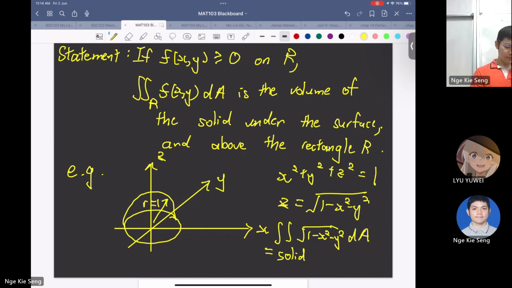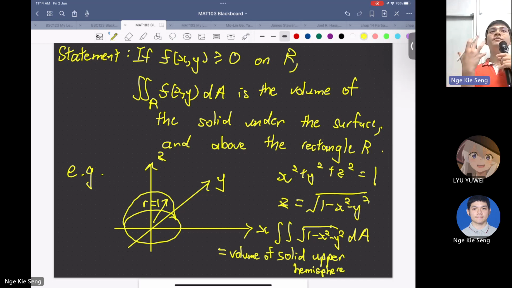This is exactly equal to the solid upper hemisphere. It's an object and equal to a number. So what number is this? This is the volume of the solid upper hemisphere.